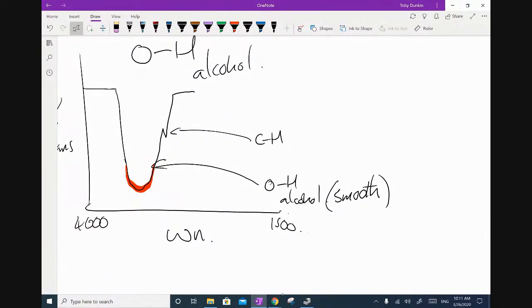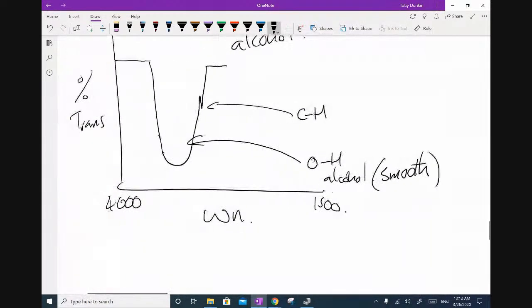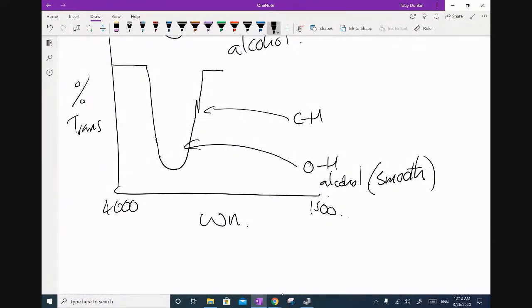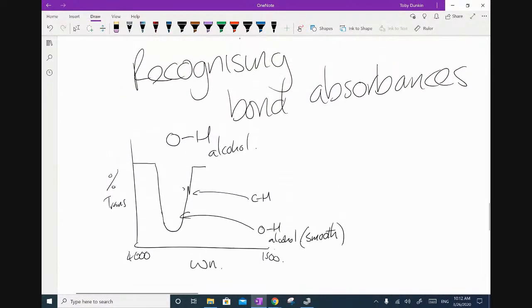I know it's not smooth because I'm just struggling to draw it on my laptop. I really don't like the fact that this is proper smooth. Like that. There you go. It's better. So that's the OH. It's a broad absorbance. So it's absorbing a lot. It's a broad, big absorption.